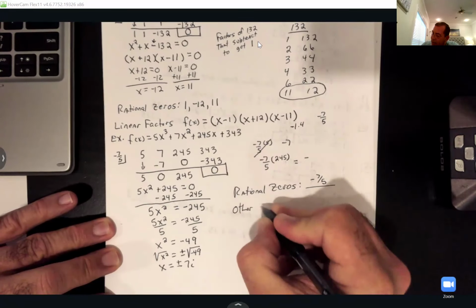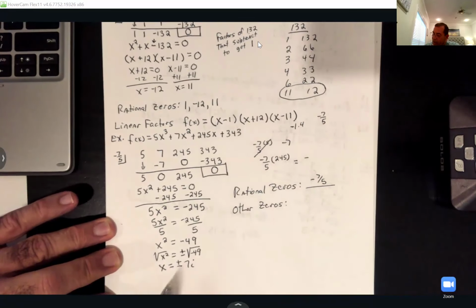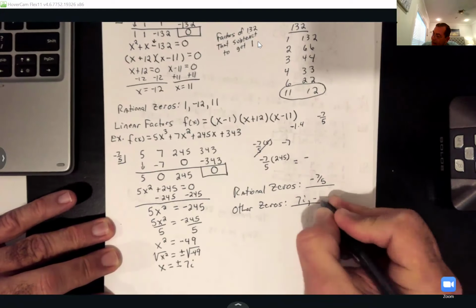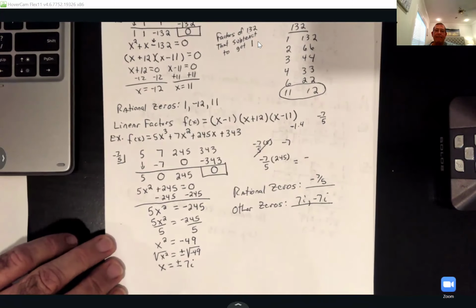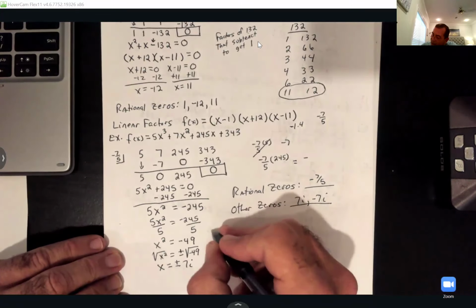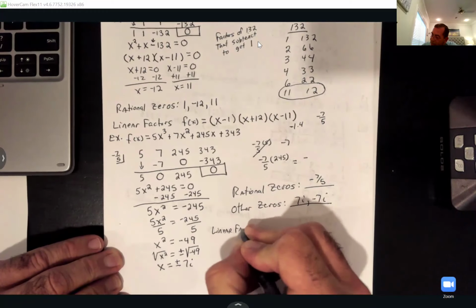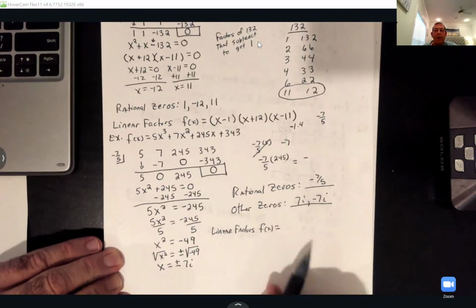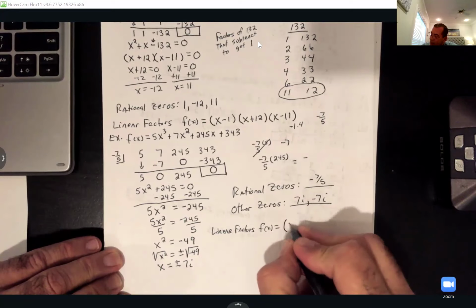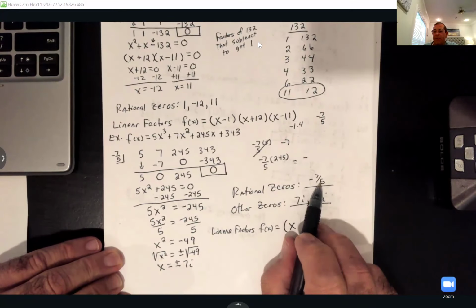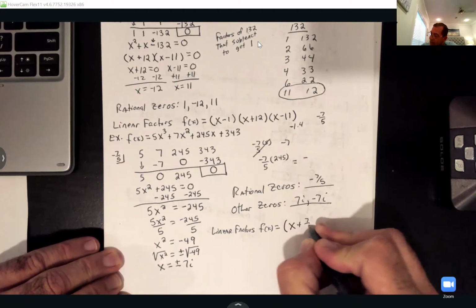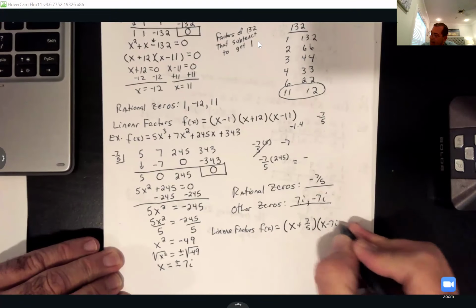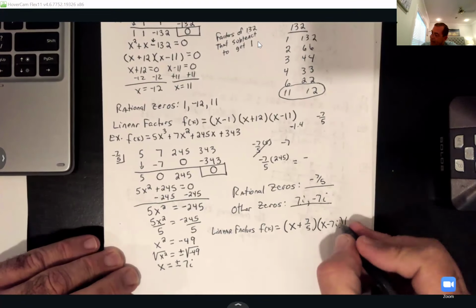Then the other zeros, remember we said that the imaginary would be the other zeros. So that'll be your 7i and your -7i. All right, then it wants linear factors. So f of x equals, so 3 zeros means 3 parentheses. So since that was a -7/5, that'll be a +7/5. That was positive 7i, it'll be -7i. And that was -7i.